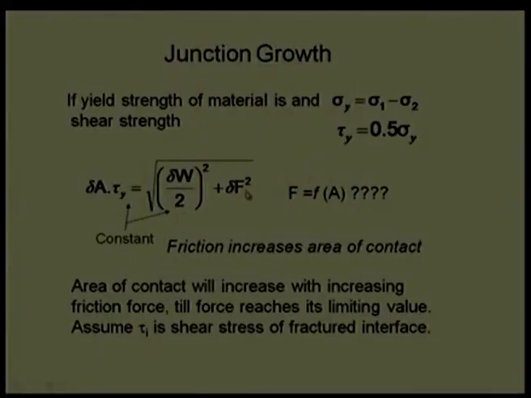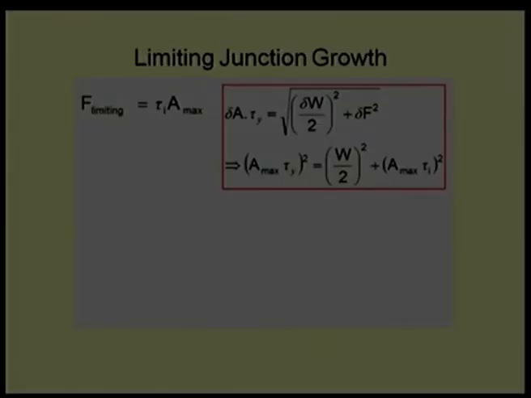There will be a breakage of contacts or breakage of cold welds which were made during the normal or initial loads, and only then will the sliding start. So, we can represent F as tau I, the shear strength of the interface, into the limiting area A max. Substituting those values, F limiting, or friction force, is equal to tau I into the maximum area which can be developed.